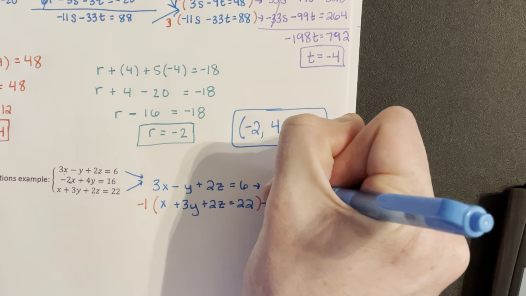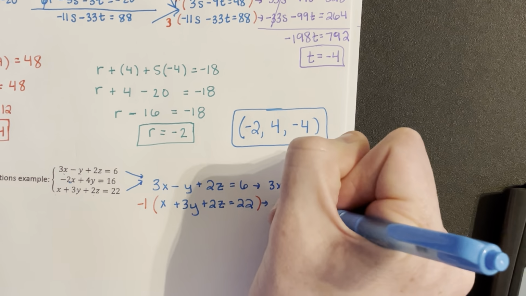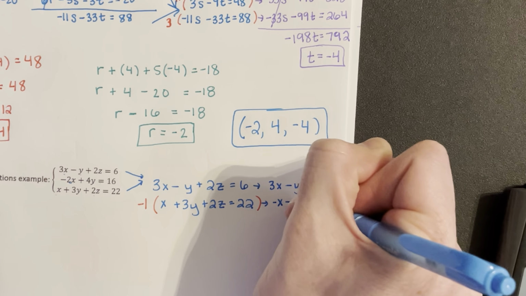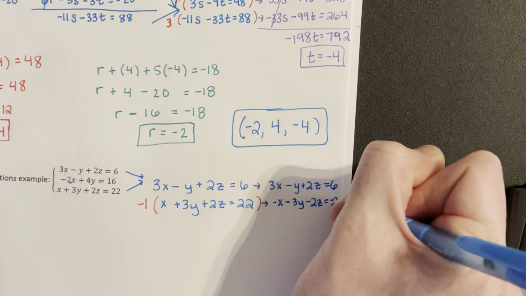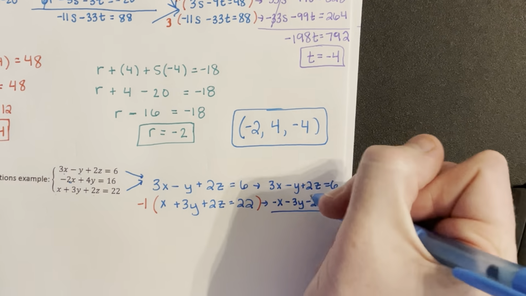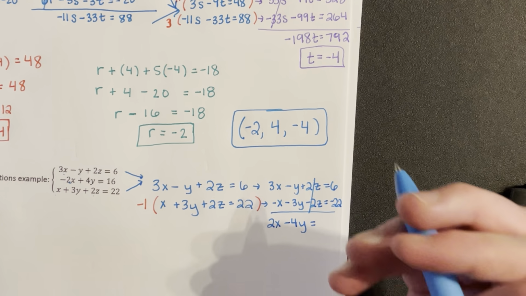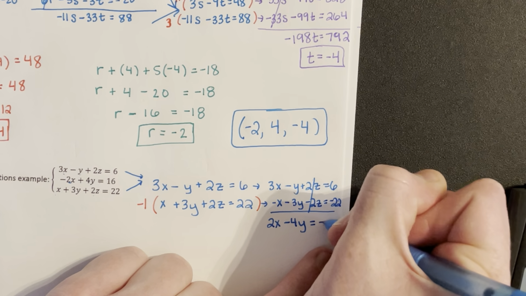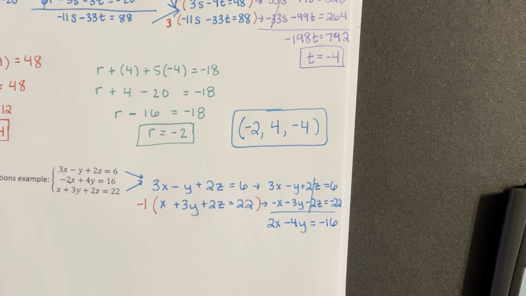So that would be 3x minus y plus 2z equals 6, and negative x, negative 3y, negative 2z, and negative 22. Add straight down, the z's are going to cancel out. I get 2x minus 4y equals, and then negative 22 plus 6 is negative 16. This equation's down to x's and y's.